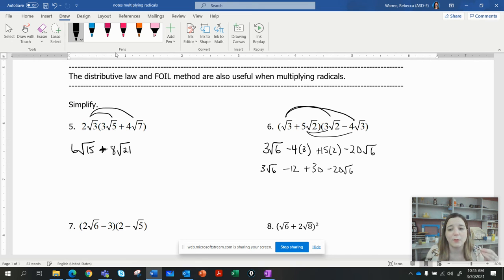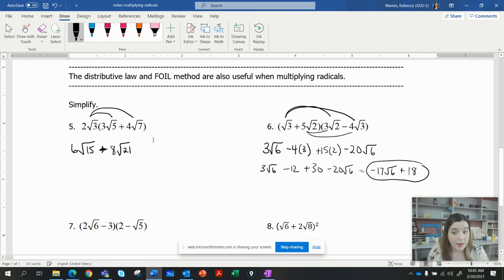Then we just want to combine like terms. So 3 radical 6 with negative 20 radical 6 is going to combine to give negative 17 radical 6. And negative 12 plus 30 combines to give 18. And that would be our final answer.